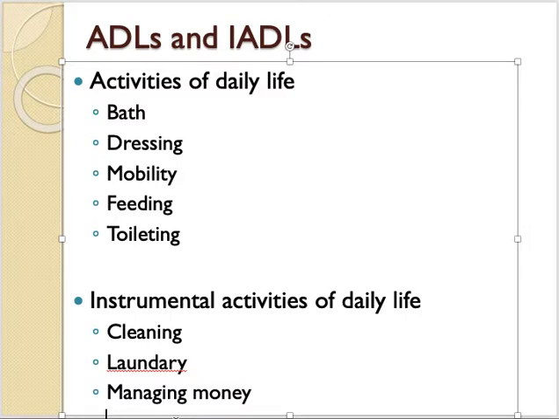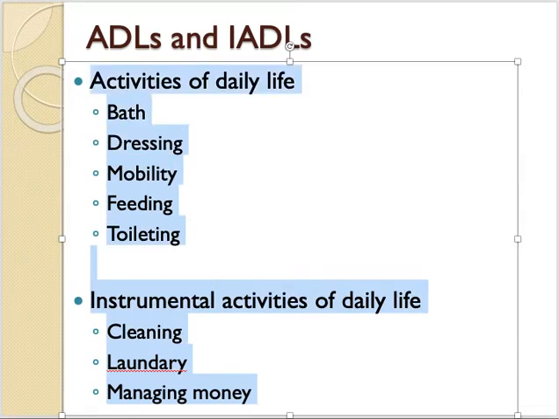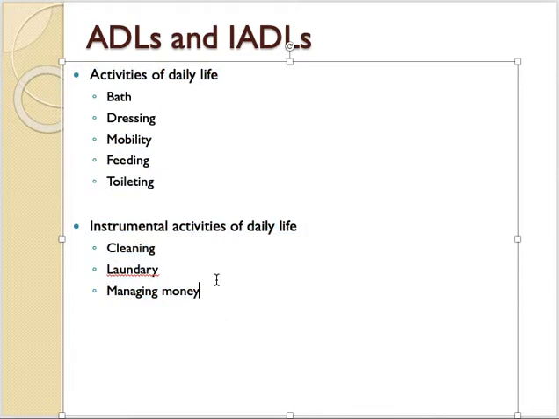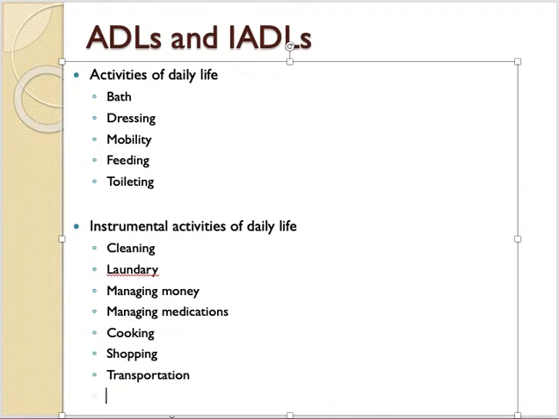I must decrease the font size so that this fits up here. One of the things is managing medications. One of the things is cooking, of course, to feed yourself you must cook. One of the things is shopping also, which by the way comes under managing money, but it's okay. Then one of the things is transportation. This is different from mobility, because transportation means you are able to drive, for example, or go from one place to another, like to go shopping or do cooking.